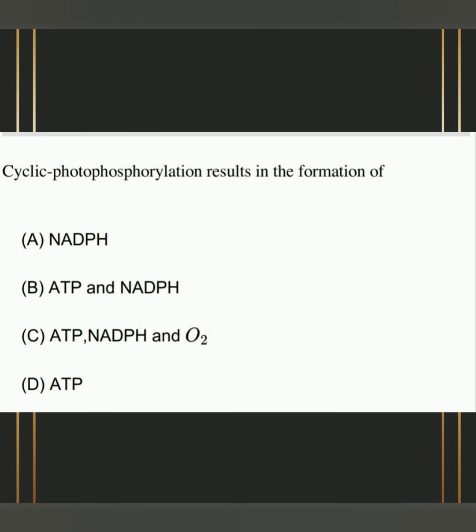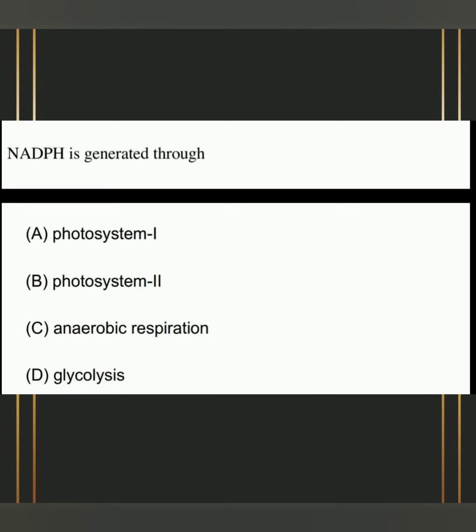Cyclic photophosphorylation results in the formation of NADPH, ATP and NADPH, ATP and O2, ATP. And the answer is option D, ATP. NADPH is generated through photosystem 1, photosystem 2, anaerobic respiration, glycolysis. And the answer is B, photosystem 2.